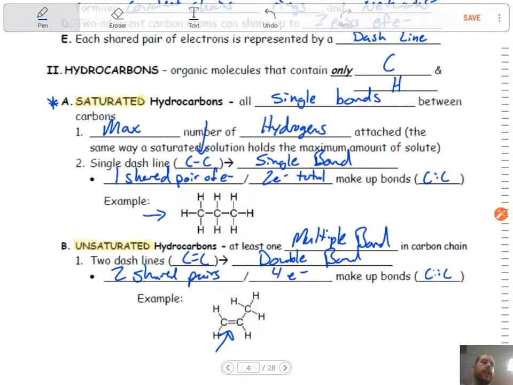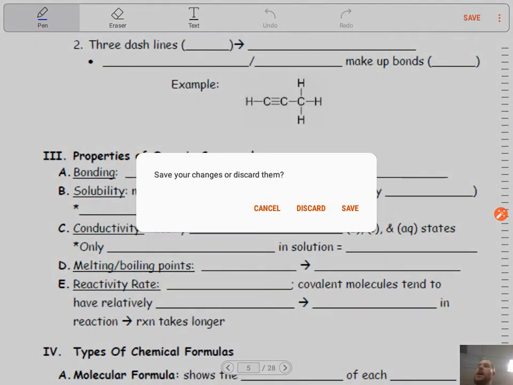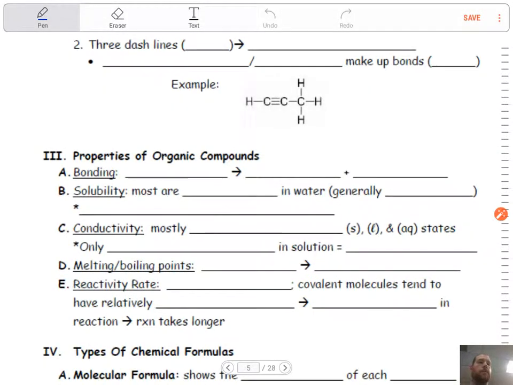Now we're going to get into all the naming and what type of compounds these are in the forthcoming videos. But for now, we're just trying to get the basics down, okay? And then if I also have 3 dashed lines, again, what is that? We've seen it, okay? That means we have a triple bond, right? Again, nothing brand new here so far.